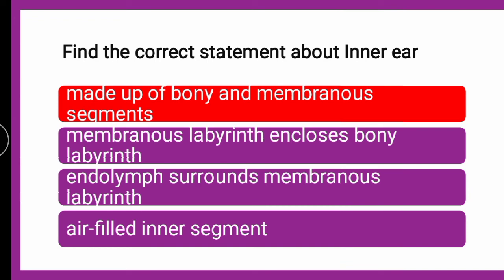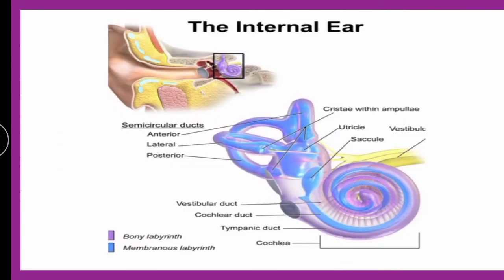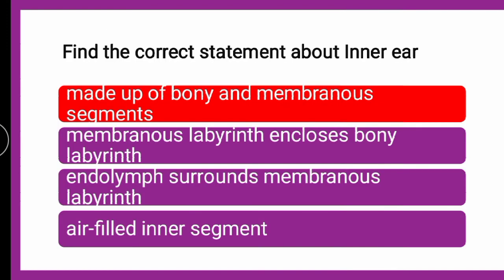It is made up of bony and membranous segment. Here you can see the bony labyrinth and membranous labyrinth, which is of blue color. It is made up of both. The correct answer is A.